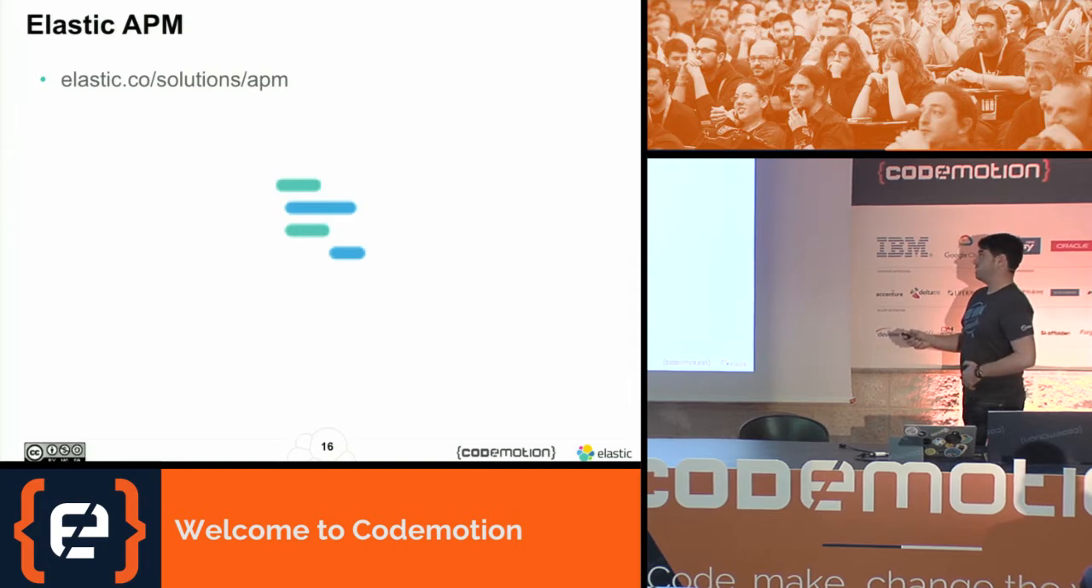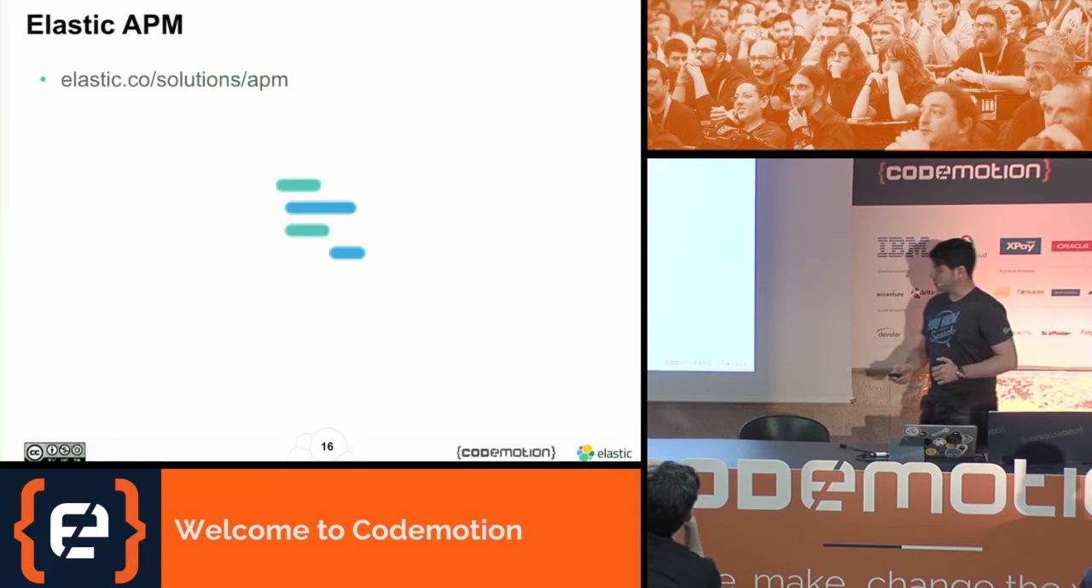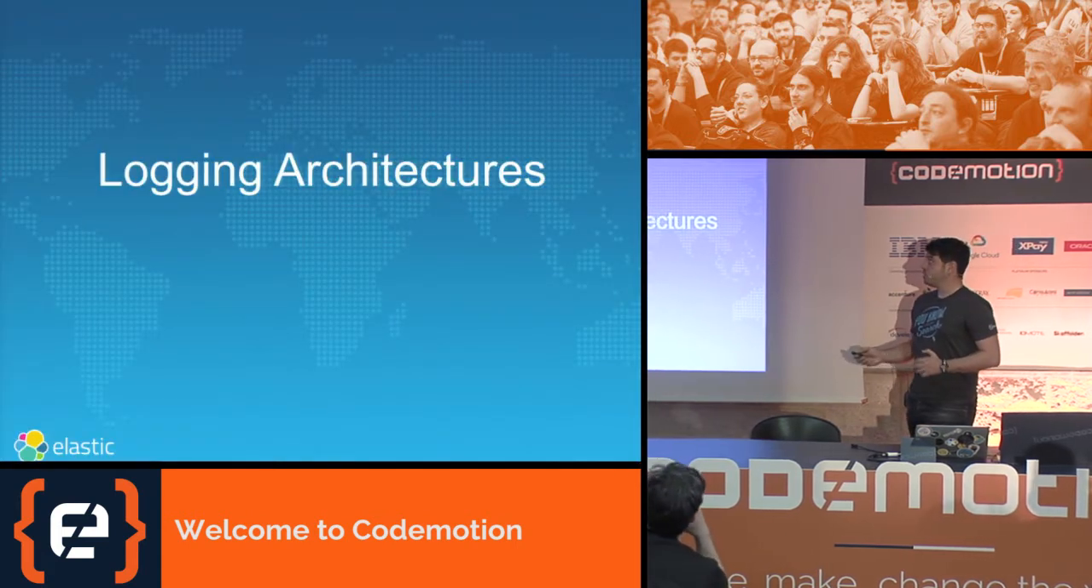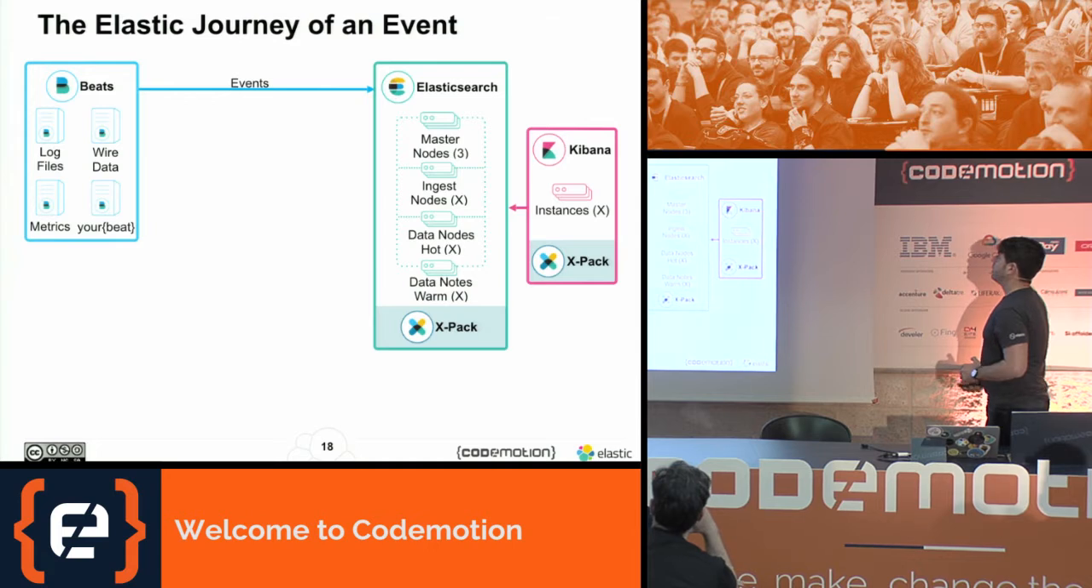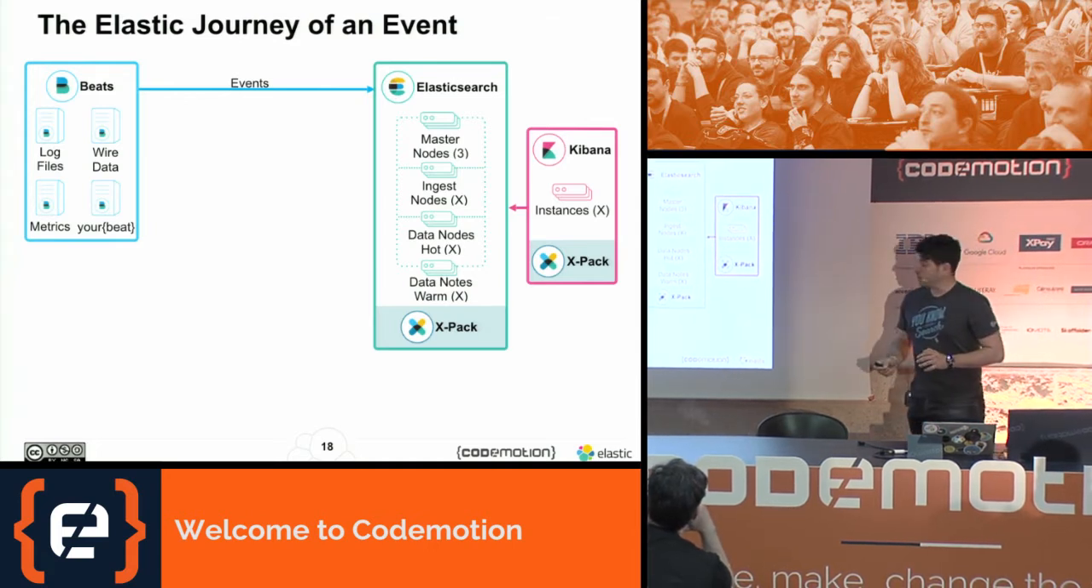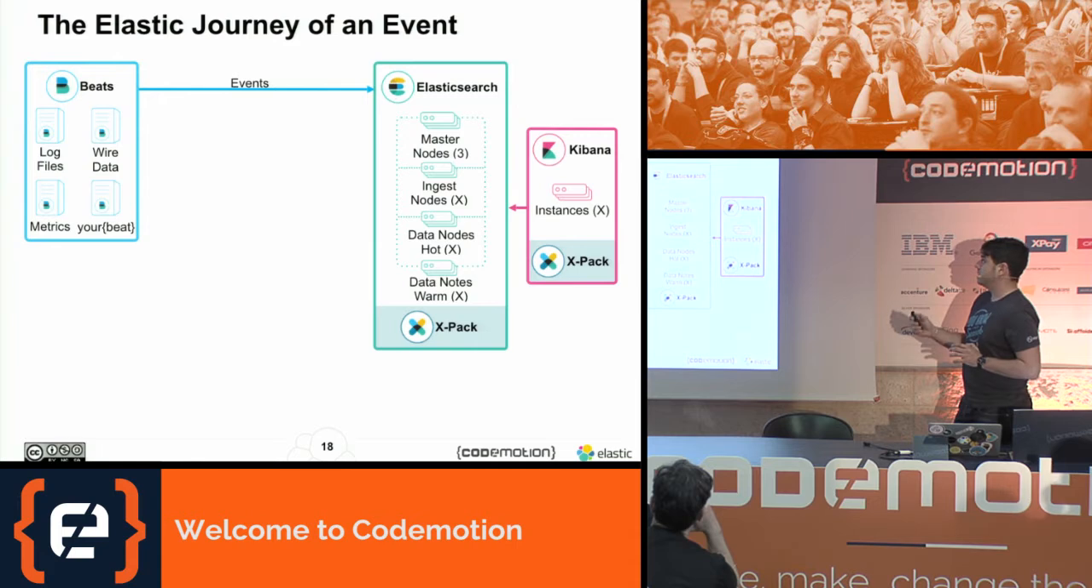Another interesting thing is Elastic APM. So we're going to do also application performance monitoring. So logging architectures for a logging use case for your Black Friday. This is the minimal deployment. So we have Beats sending events directly to Elasticsearch.